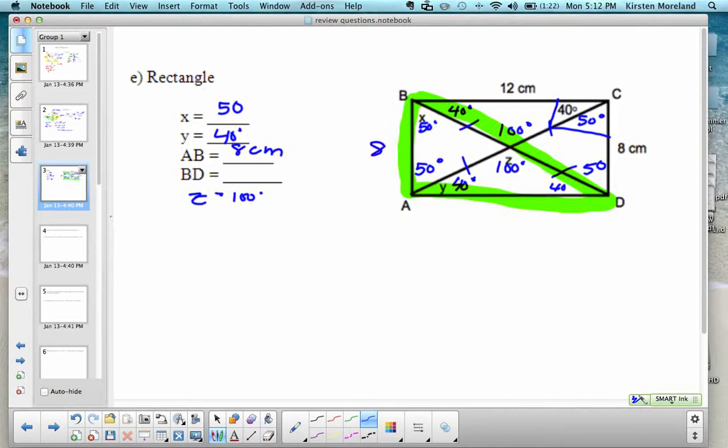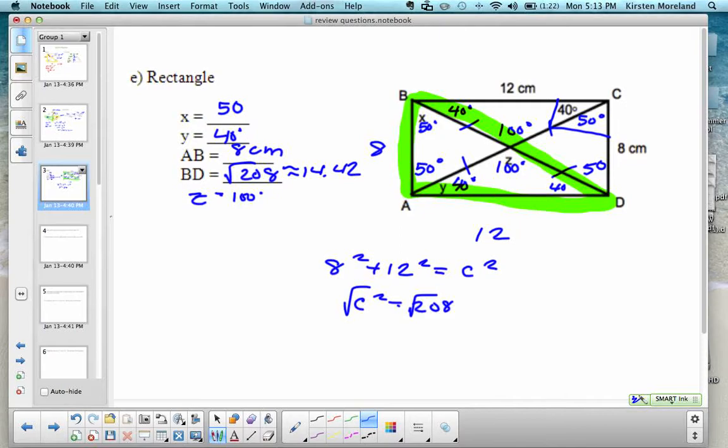So I know this side's 8, I know this side's 12, so if I'm trying to find BD, I'm going to use Pythagorean theorem. 8 squared plus 12 squared equals, we'll just do c squared, and when you do that you get 64 plus 144, which gives you 208. So when I square root it, I get the square root of 208, which is approximately 14.42.